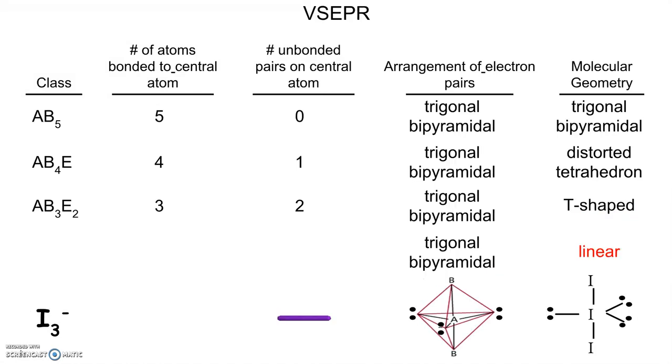Ready for some more? Here we go. We're going to compare that trigonal bipyramidal to a linear. Yes, a linear. And you're like, what? This can't be linear. But let's talk about it. It's got 2 atoms bonded to the central atom and 3 unshared pairs.